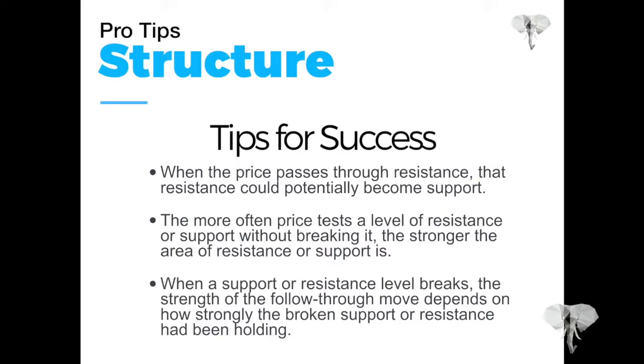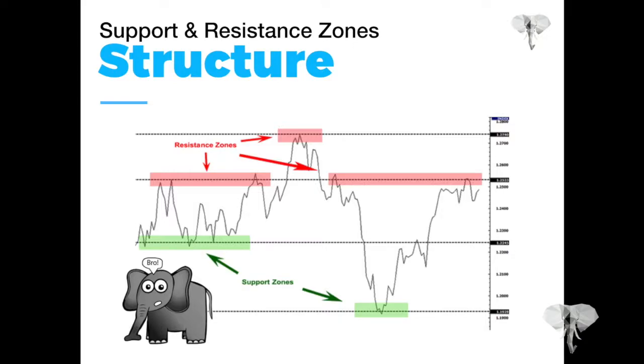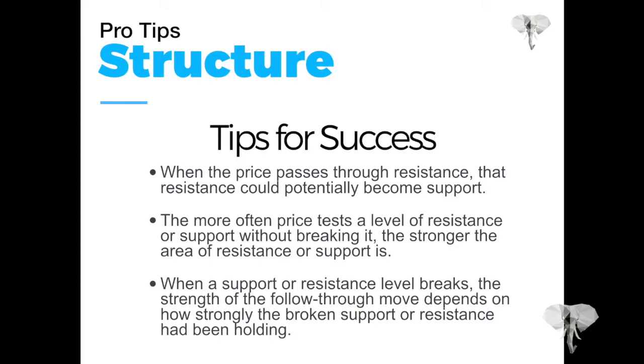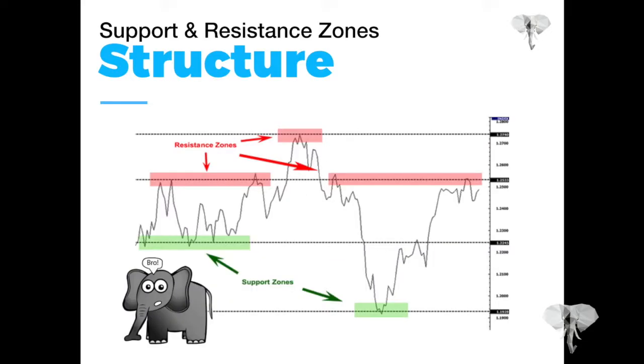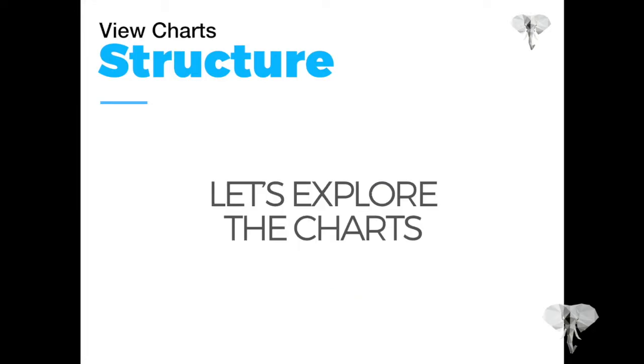So the breakthrough and the follow-through of the move depends on how strong this support or resistance was, how significant it was, and how strongly it broke through that support or resistance line. We can see here that it just had a lot of momentum when it came through that support zone, and it broke through, turning it into a resistance zone actually. So yeah, that's pretty much it.